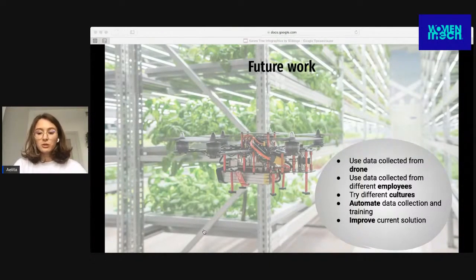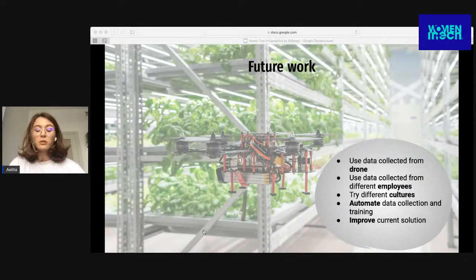Therefore, we would like to use different kinds of data in order for our model to be more stable. Also, we would like to try different cultures, as I have already said. We used only Romana salad, and we would like to also try different, maybe berries or herbs. Also, it will be great if we automate the data collection and training pipeline.